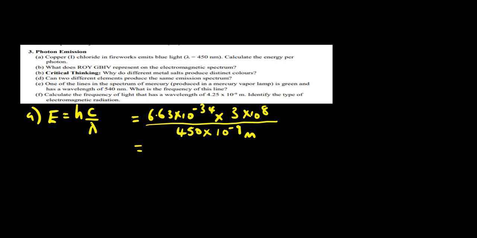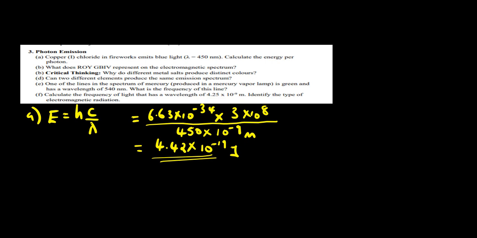I'm finding my energy as 4.42 times 10 to the power negative 19. Now we're talking about energy, so this is in joules. Okay, so that will be our energy. Then that is the energy that will be released per photon. So the energy per photon will be 4.42 times 10 to the power negative 19 joules.